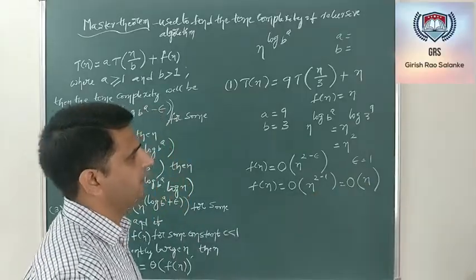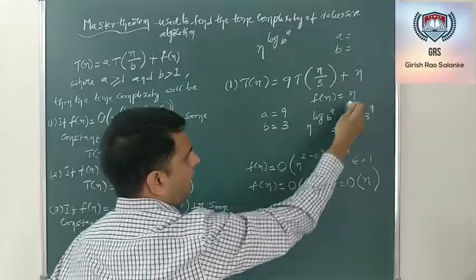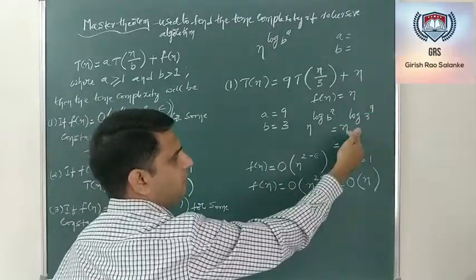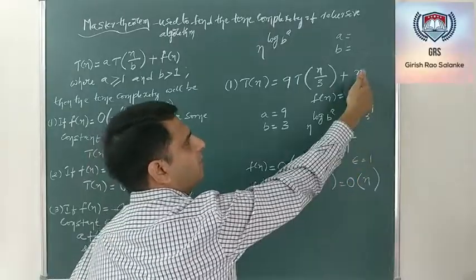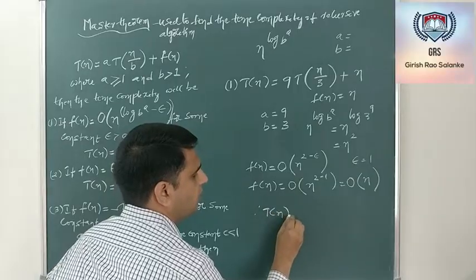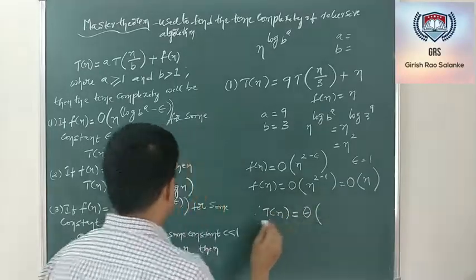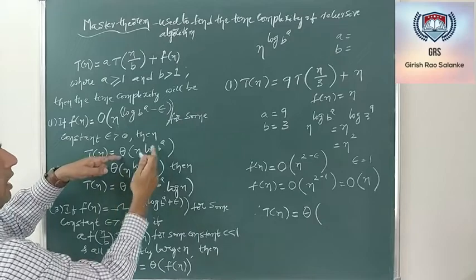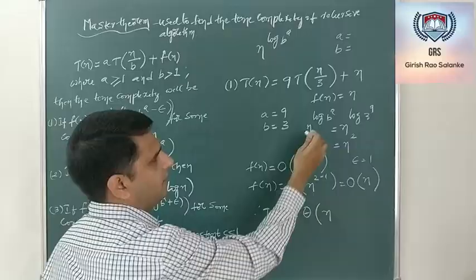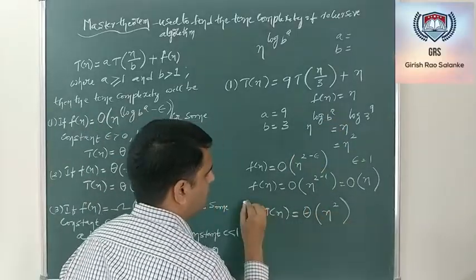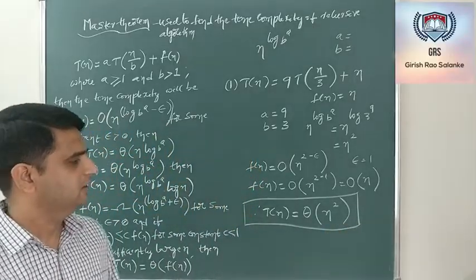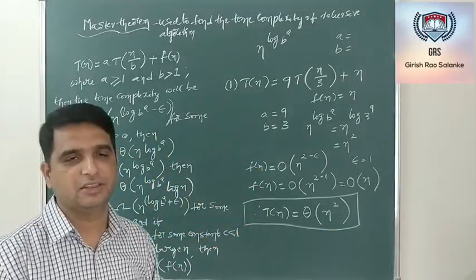So you can clearly say that f of n is n and n to the power of log a to base b is n square. So this value n square is greater when compared to f of n. Therefore, I can say t of n is equal to theta of n to the power of log a to base b, which is n square. So this is about the first case of the master theorem.